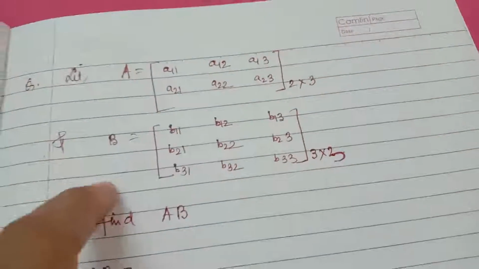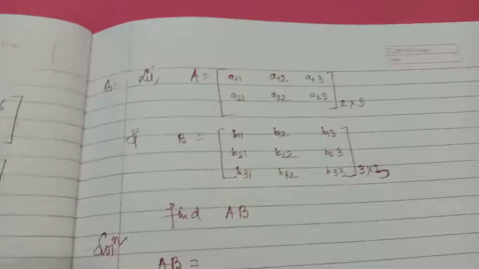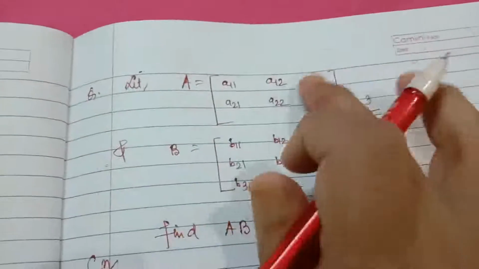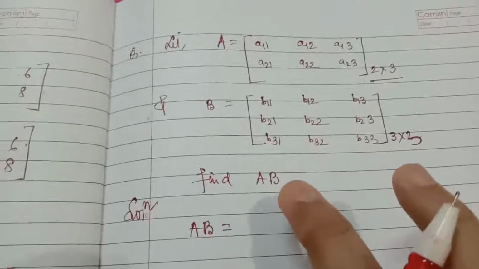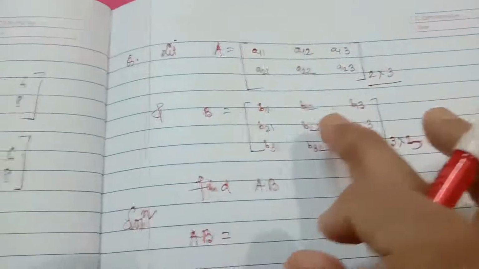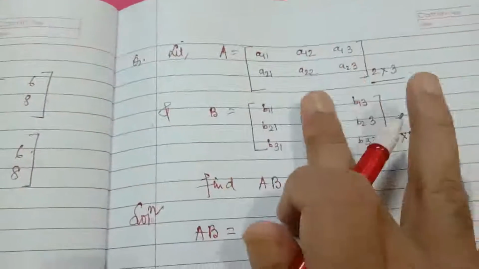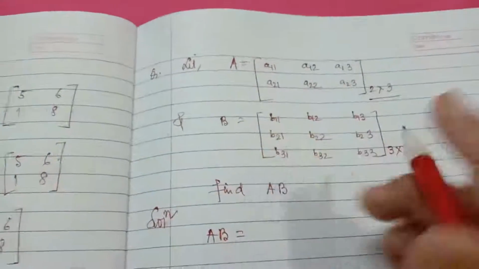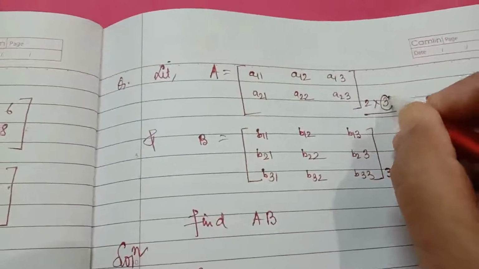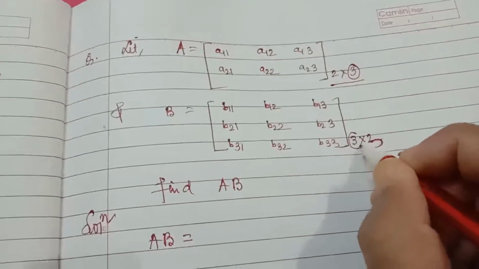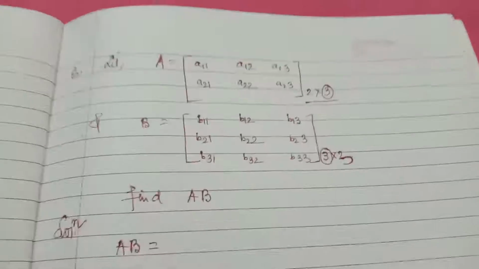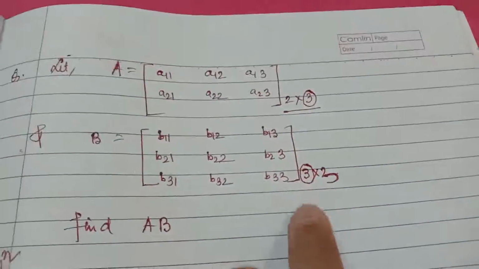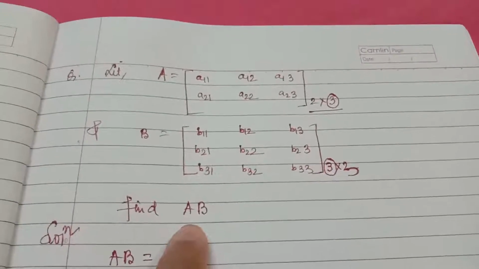Now what is the order of the matrix A? 2 by 3. This matrix has 2 rows and 3 columns. And the second matrix, the matrix B, is of order 3 by 3. This matrix has 3 rows and 3 columns. Now multiplication A into B will exist if the number of columns of A is equal to the number of rows of B. As these two are equal, A into B exists.